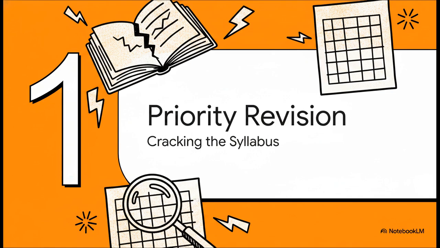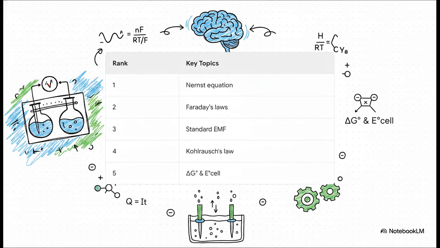Let's crack this syllabus. To win, we first need to analyze our enemy, the exam itself, so you know exactly where to channel your energy for the maximum payoff. Look, electrochemistry is going to throw 2 to 3 questions at you every single year, making up a solid 5 to 8% of your chemistry weightage.